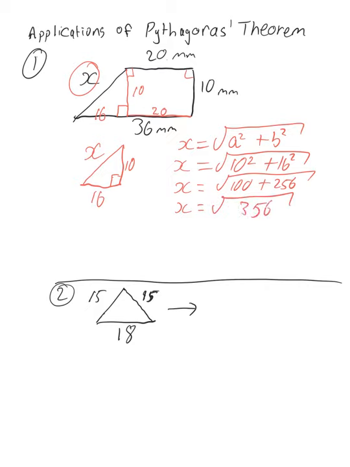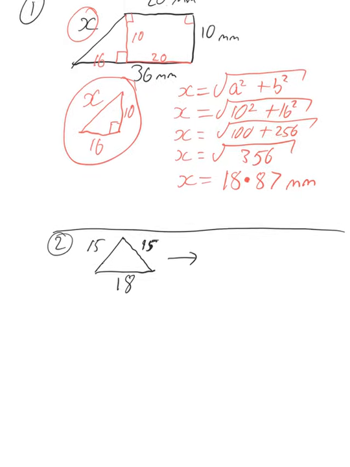We get a calculator out and we find that the square root of 356 is plus or minus 18.87. Now obviously, because it's a length of a side, it's positive. Okay, so that's in millimetres. Okay, the key really is finding the right-angled triangle within that original drawing.